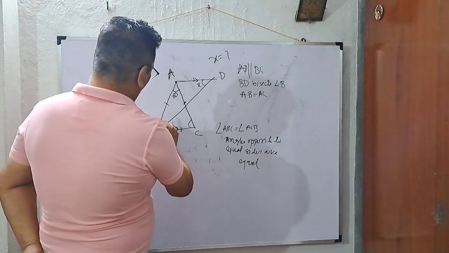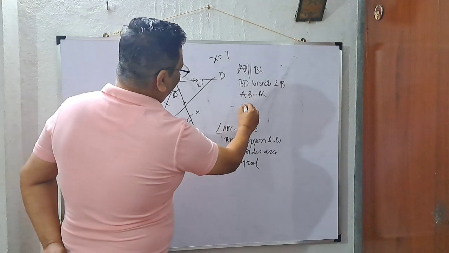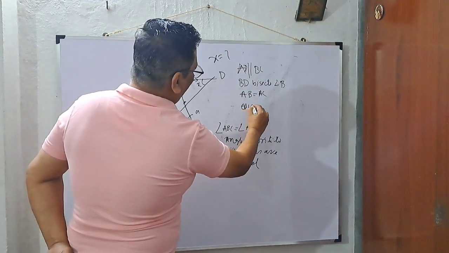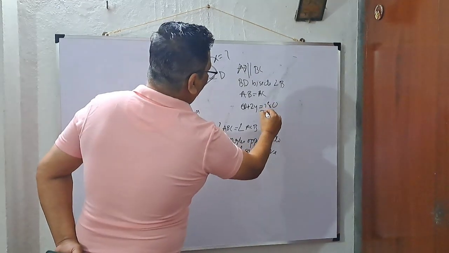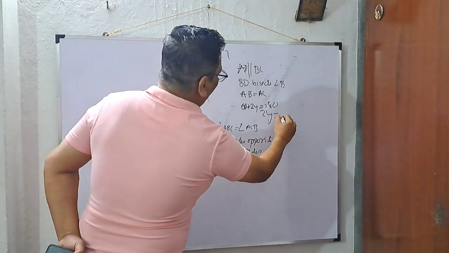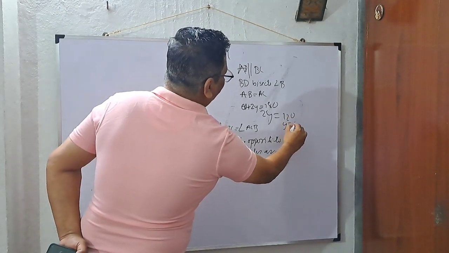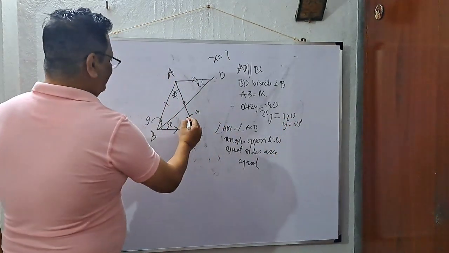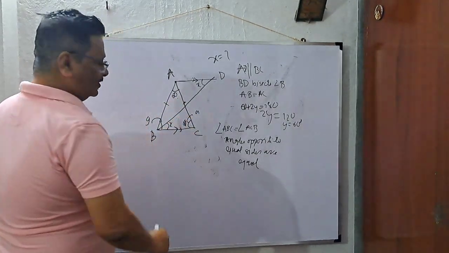So if this whole angle is y, this angle is also y. So we get 60 plus 2y is equal to 180. So 2y is equal to 120. y is equal to 60 degree. So we get this 60 degree, and this whole angle is 60 degree.